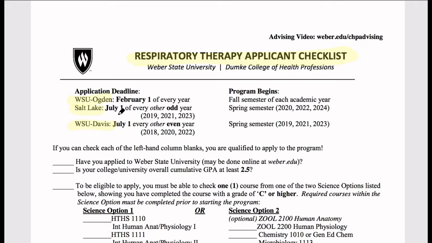All right, so first you need to be a Weber State student. This is required. So you can go to weber.edu, click apply, and become a student. You also need to have at least an overall GPA of a 2.5. That is also a requirement to apply.